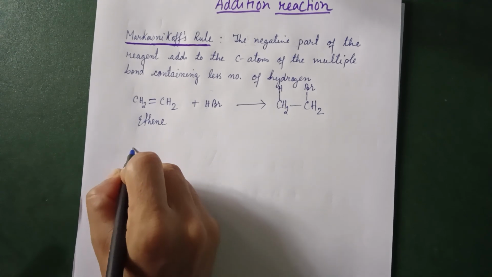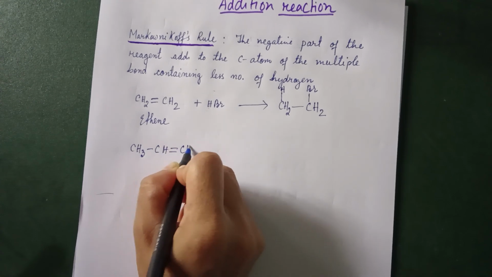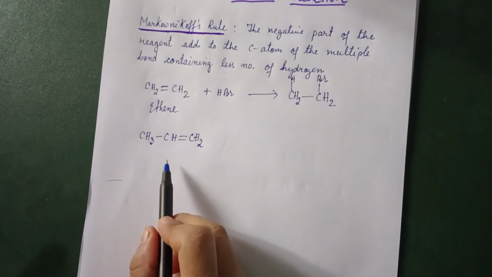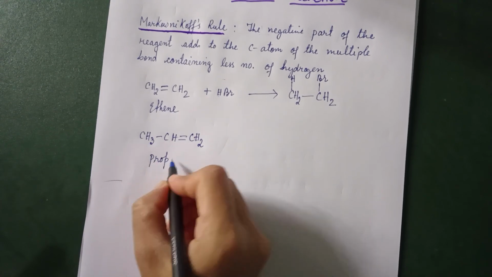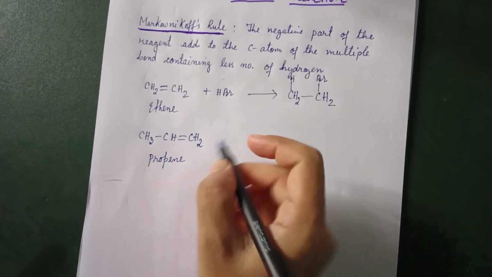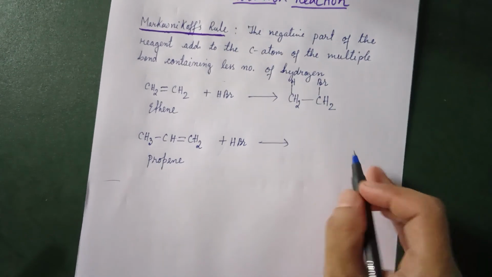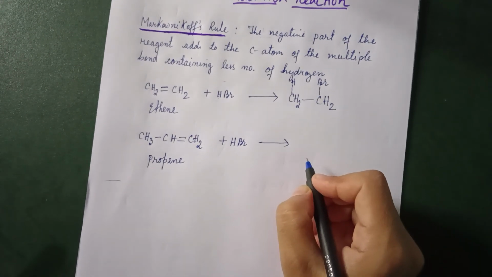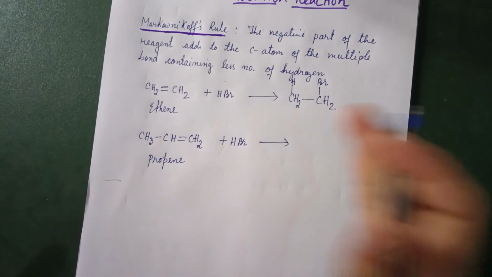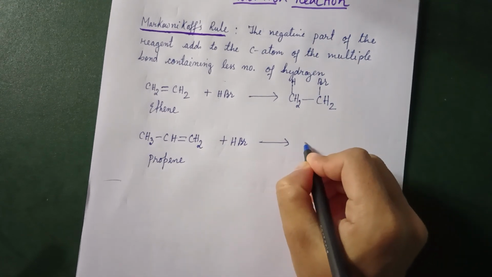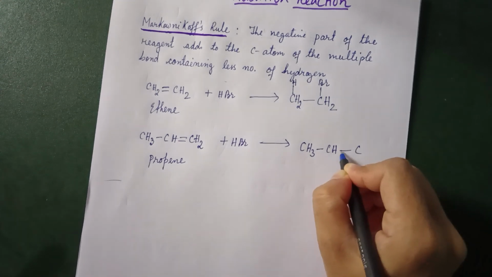Now let us talk about another compound, that is CH3 CH double bond CH2. This alkene is called propene: 1, 2, 3, so 3 is called prop, and with the ene it is propene. Now let us do the same reaction here and see what changes occur. Whenever there is a multiple bond on the reactant side, there will always be a chance of it getting converted into a single bond. So the CH3 CH double bond was there, and we have converted it into a single bond.